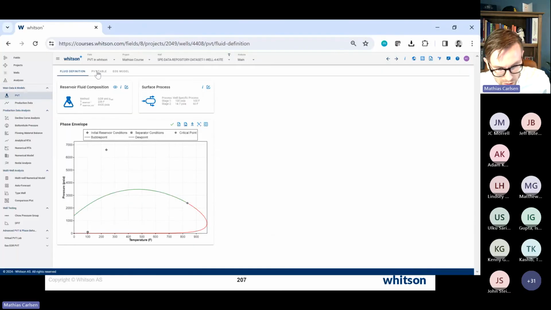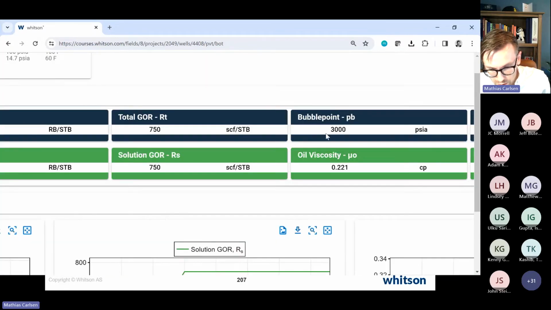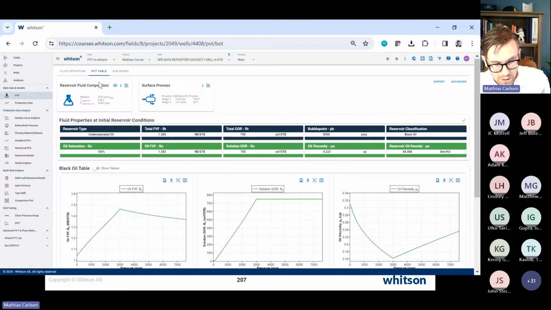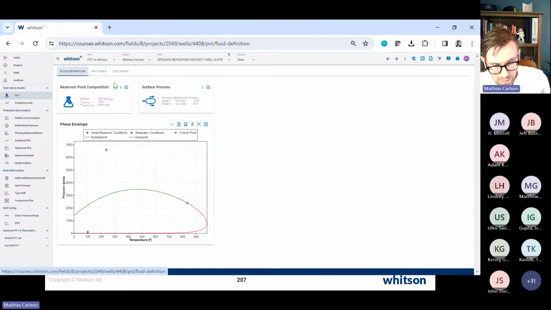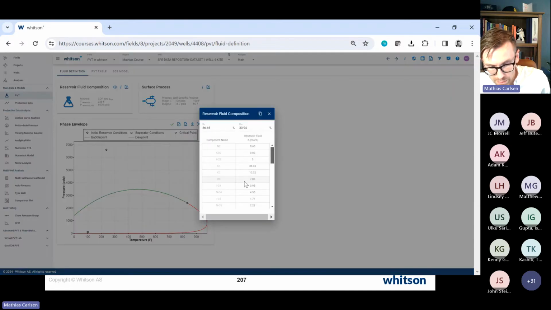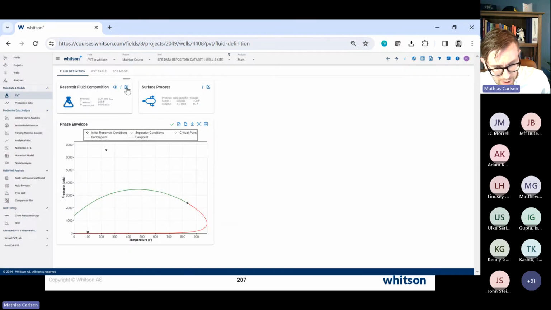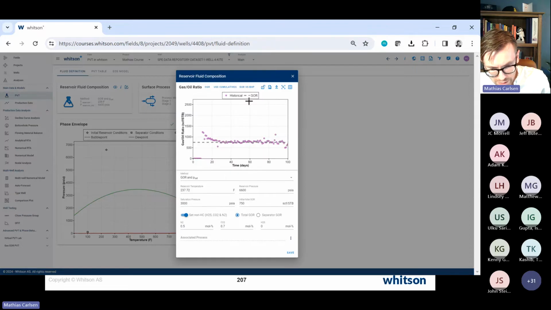Okay, so in this case, when I've done it, I go to the PVT table. You'll see that my bubble point is perfect here, and the total GOR is 750, which you see is still the same. The composition will be a little bit different from what we had earlier, and there's also a new functionality now that was requested by Pioneer. That is this button to just plot this with GOR versus bottom hole pressure.